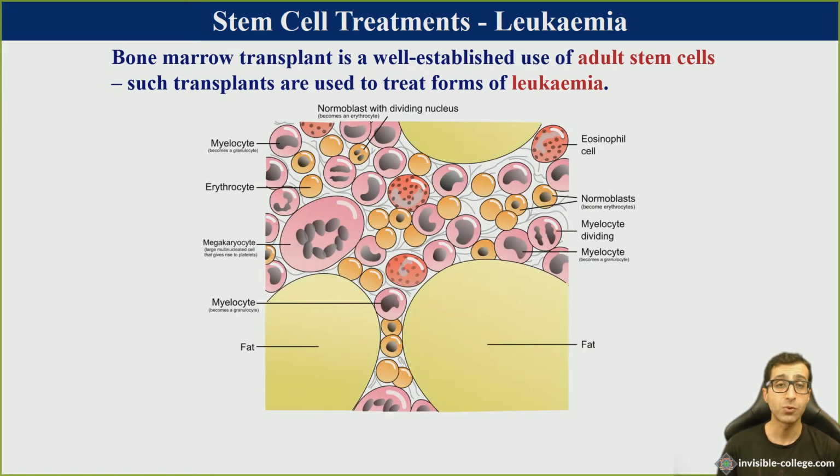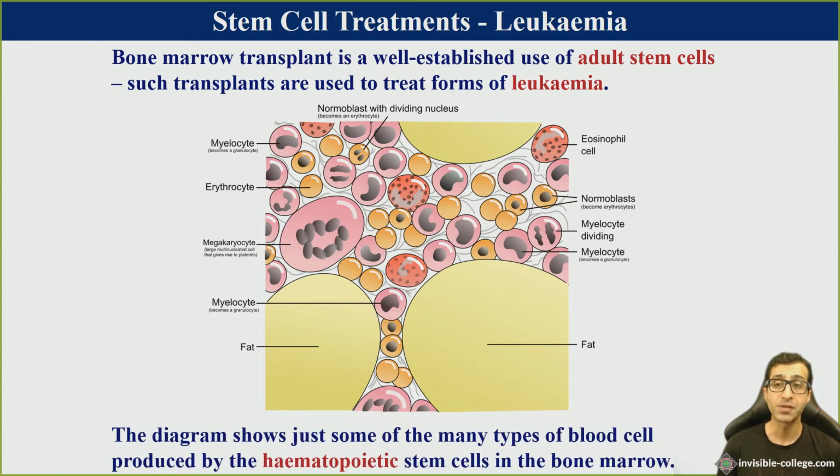And this diagram shows just some of the many cell types which are found in the blood cells produced by the hemopoietic system, which is composed of the hemopoietic stem cells found in the bone marrow. So we see here that there are many different kinds of cells that arise from these stem cells.